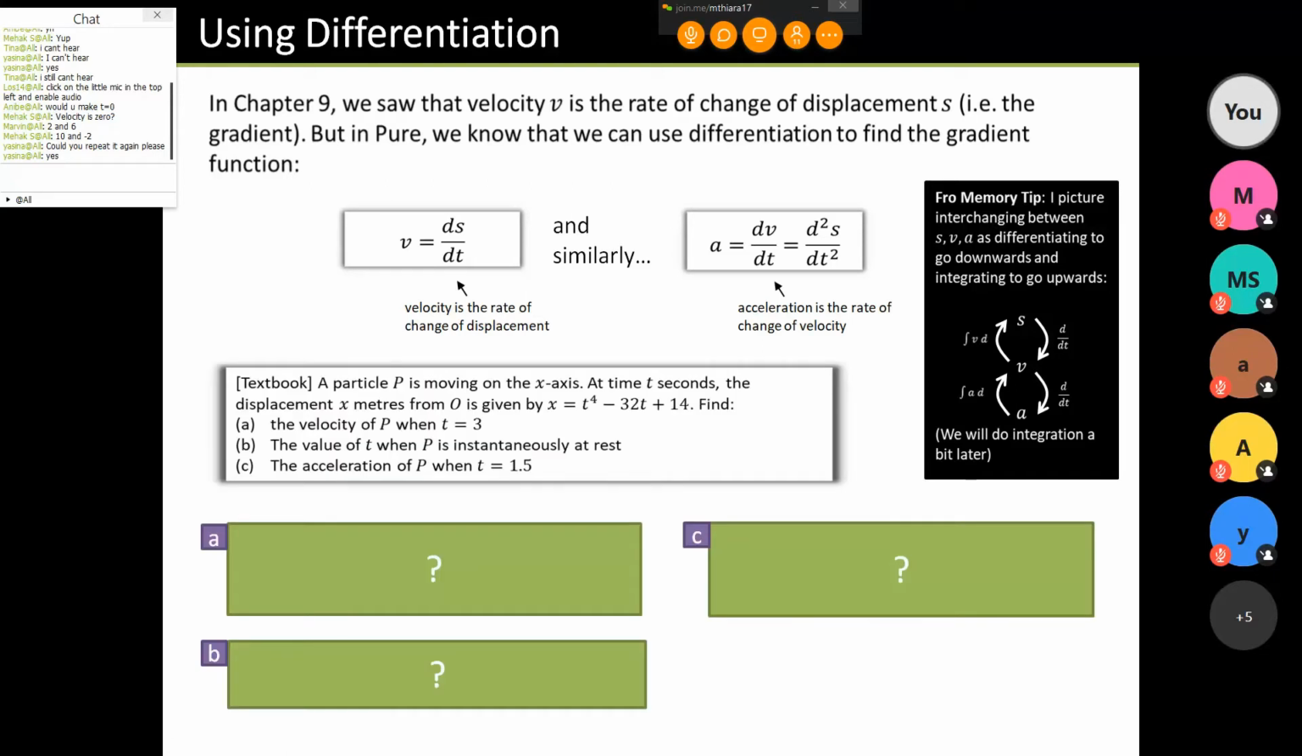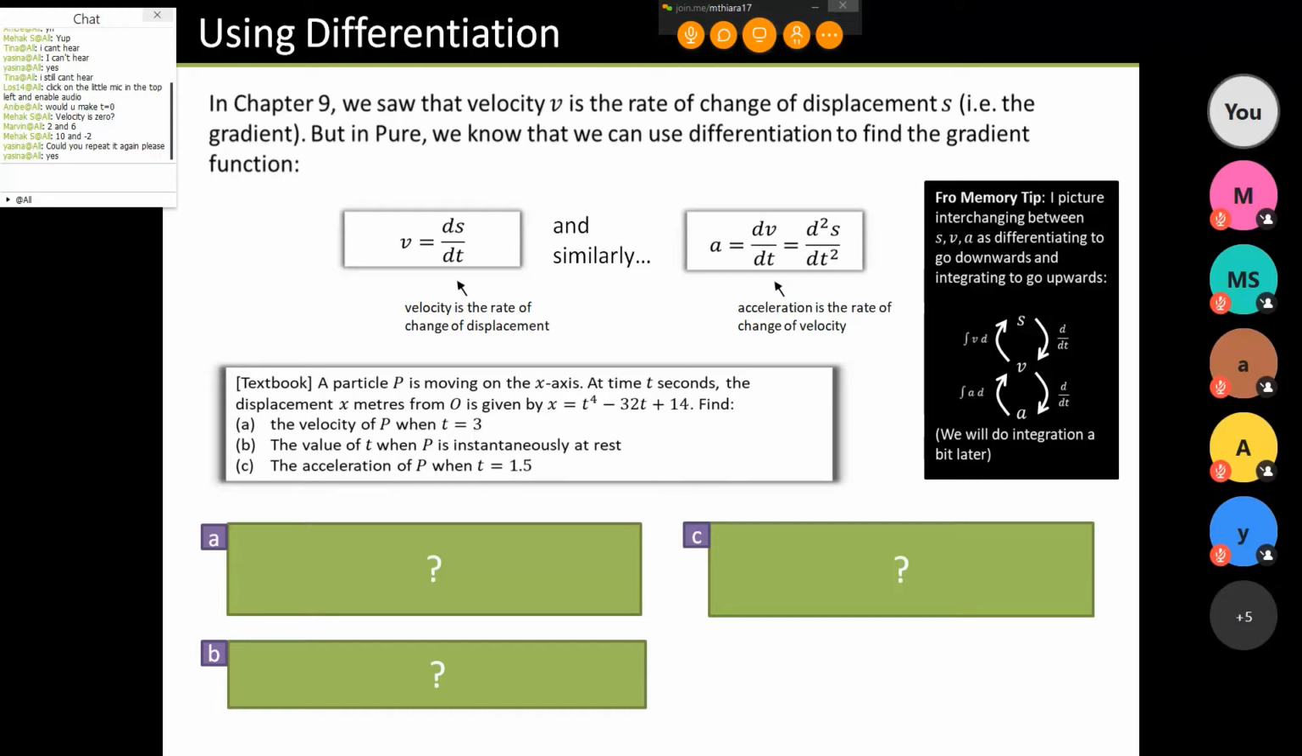Right, okay. So let's have a look at this question. Particle P is moving on the x-axis. At time t seconds, the displacement is given by some formula. You need to understand that this question is talking about displacement to begin with. Displacement x meters is giving us s. It says find the velocity of P when t equals 3. So it's given us displacement, but it wants us to find the velocity of P when t equals 3.